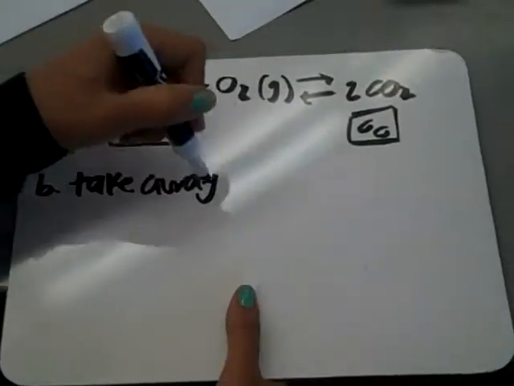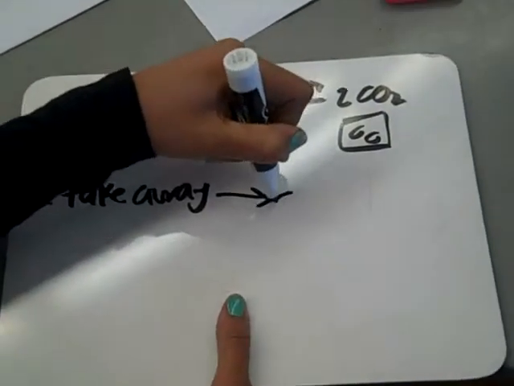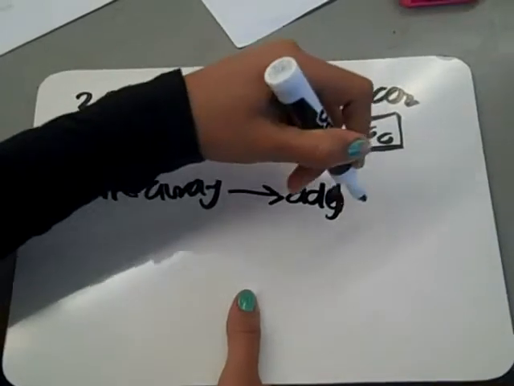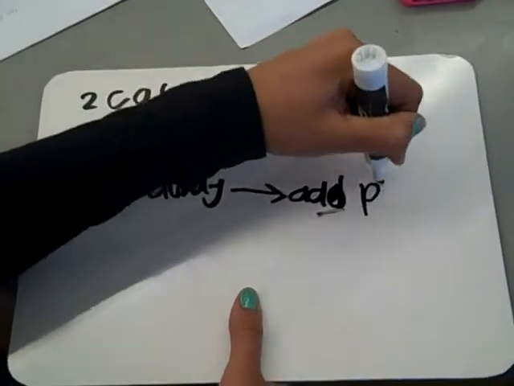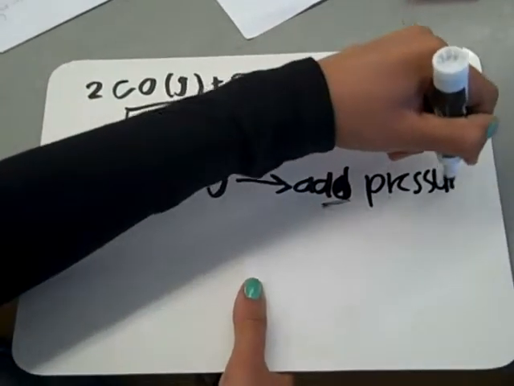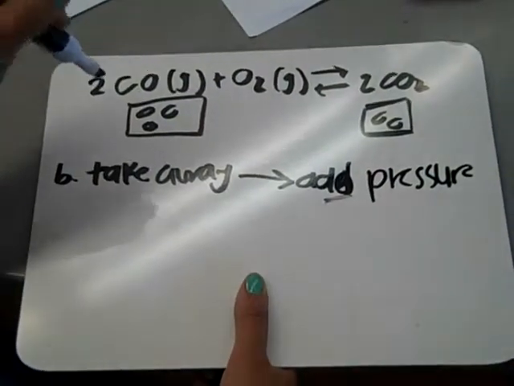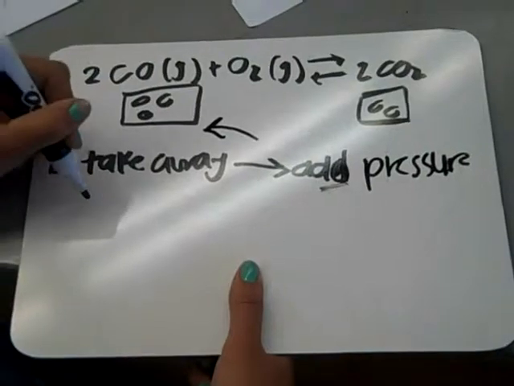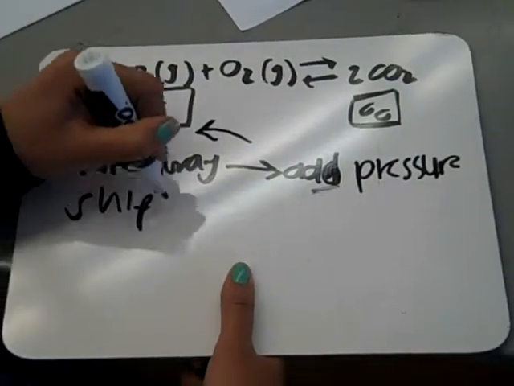So if you want to take away pressure, the system will want to add pressure. So what do you do when you add? You go towards it. So you go towards the side with more pressure, which we know from our little drawing is the left side. So equilibrium will shift to the left.